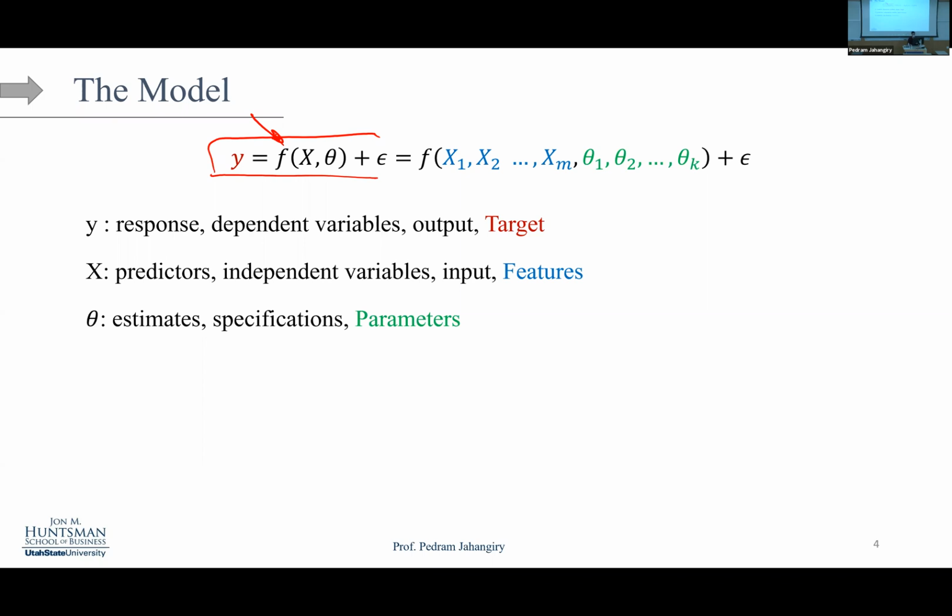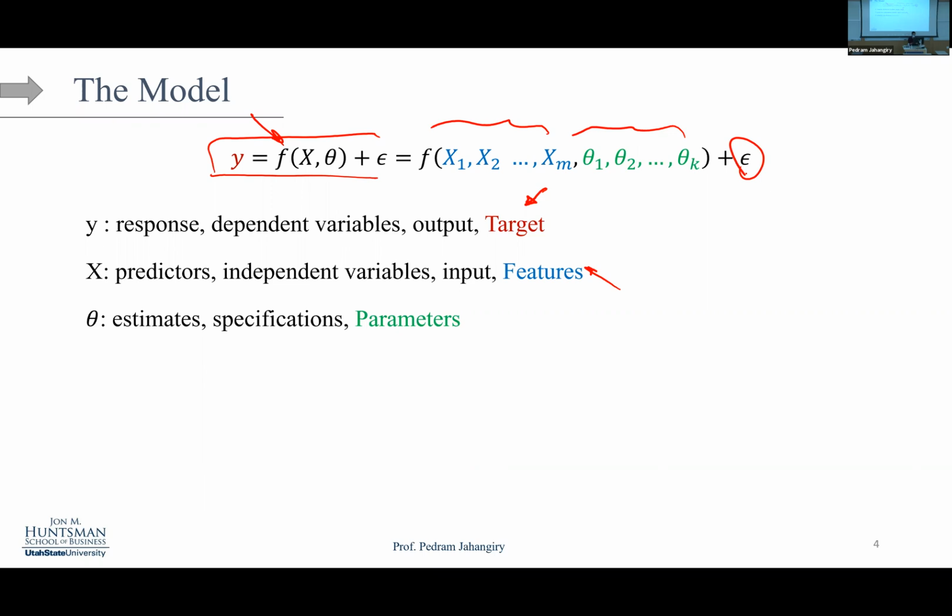I want you to practice these terms: target, features, and parameters. Parameters really doesn't matter if it is econometrics or machine learning, but in the machine learning world, people use target, features, and parameters. We can have multiple explanatory variables. Let's say we have m of them, and k parameters. Then we can put it in a functional form, and at the end of the day, we need to add a noise.